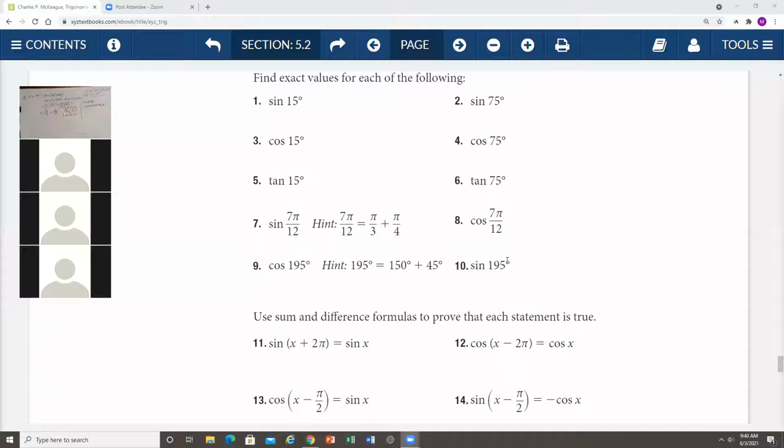Let's see, number eight, the cosine of 7π/12 radians. They want you to evaluate exactly what that is. The cosine of 7π/12 radians. Well, that's just great because 7π/12 just does not look very familiar to us at all. We've never seen 7π/12 radians. We don't even know what quadrant that angle is in standard position.